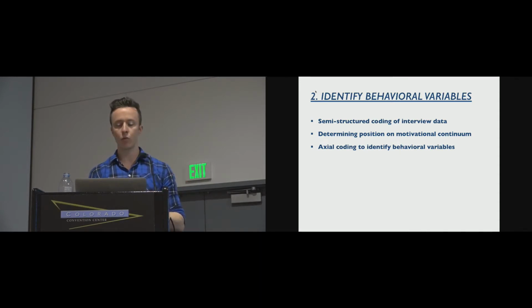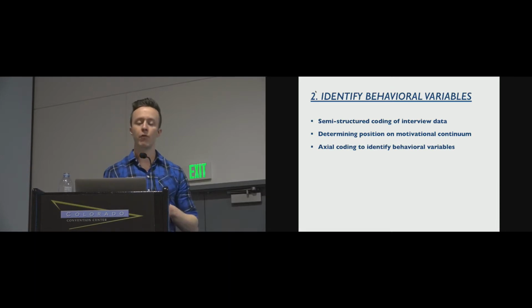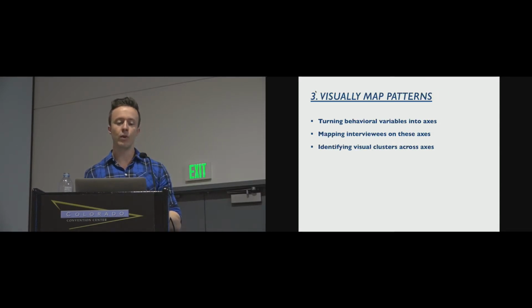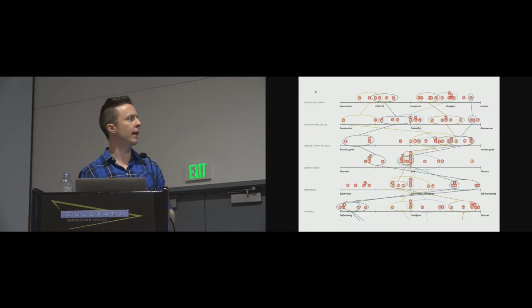The result of this stage was a set of behavioral variables, for instance, different needs regarding relatedness, different barriers that these people faced. In the next phase, we turned these variables into different axes, and I will show you an example right away. We visually mapped each subject to these axes, and the aim was to accurately represent how each interview subject scores on each variable in relationship to the other subjects, and to look for patterns and start grouping similar behaviors together.